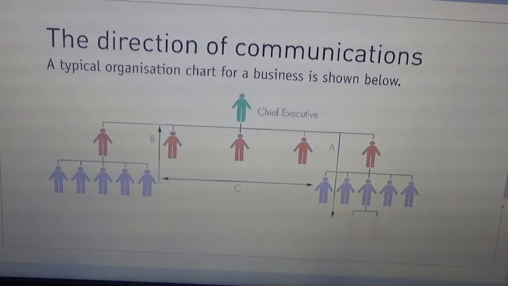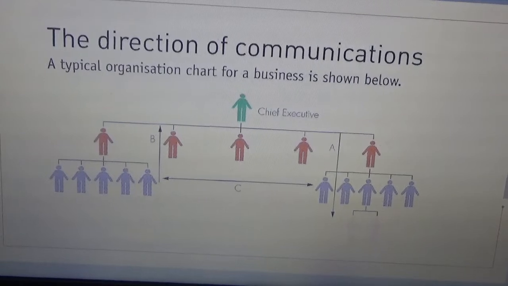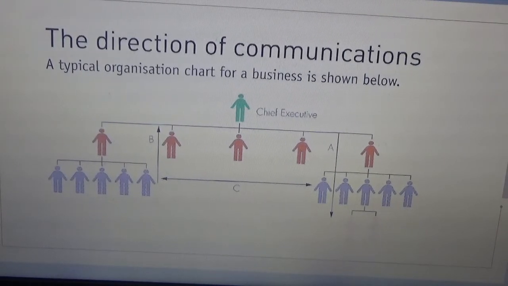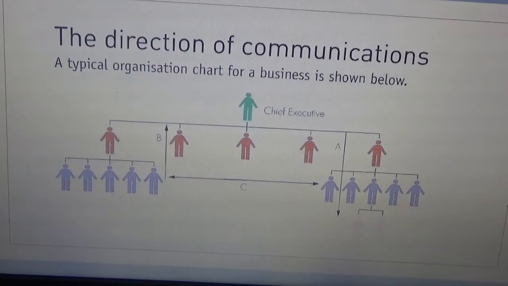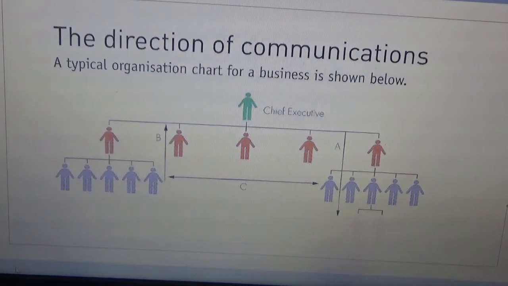Okay, you will see that the man on top is the chief executive, and we have labels, a line A going down and B going up. That's the path taken by our communication methods. And you will see letter C, the arrow is pointing at the people on the third line of our chart. Okay, now let's see. Look at the arrows. They indicate the direction of communication. Arrow A shows the downward communication. Okay, I hope the arrows are seen clearly.